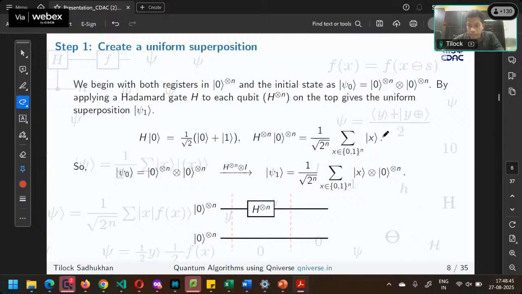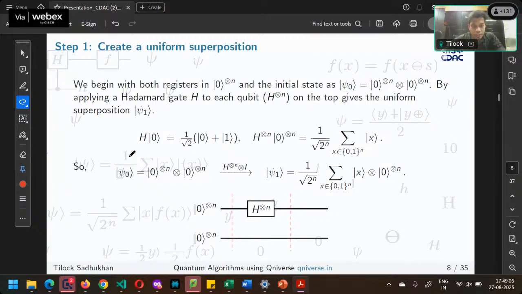So here the x is basically the number of the states, the nth number of states. So x will run from 0 to 2 to the power n minus 1, as we are dealing with an nth system, a system with the generalized value of n.